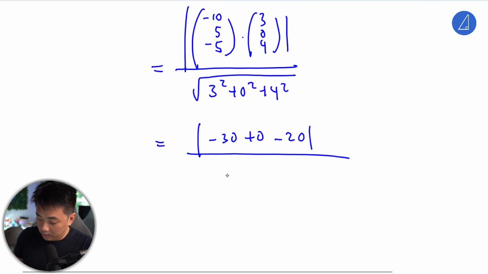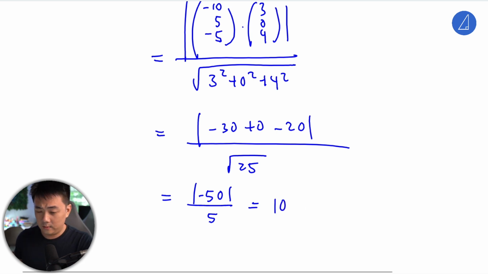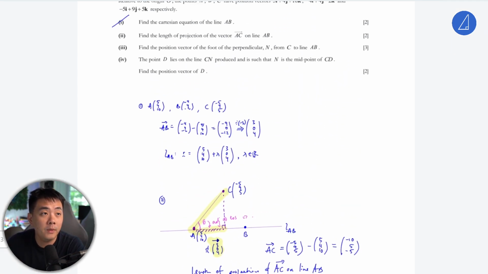So this bottom will be square root 25. The top will be 50. Negative 50, so modulus will be positive. There will be 10 units. That's it.